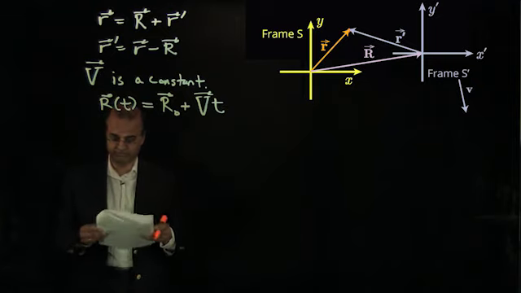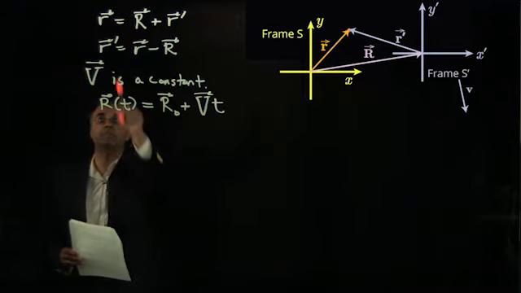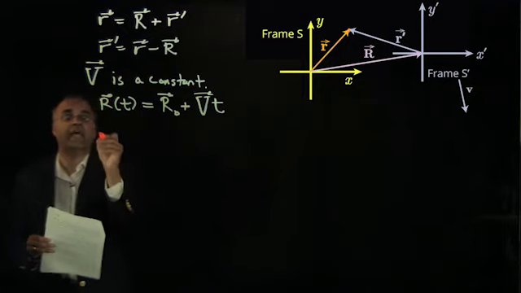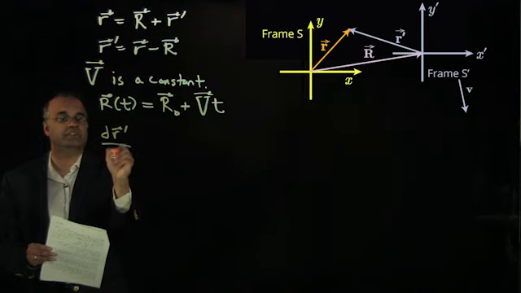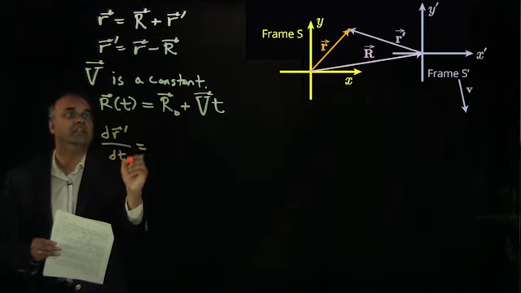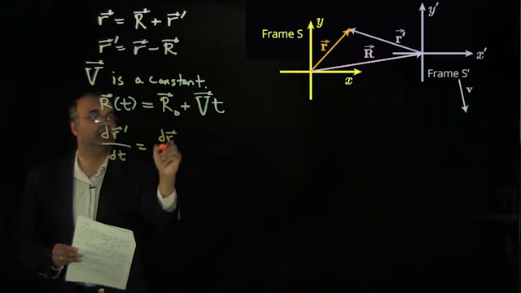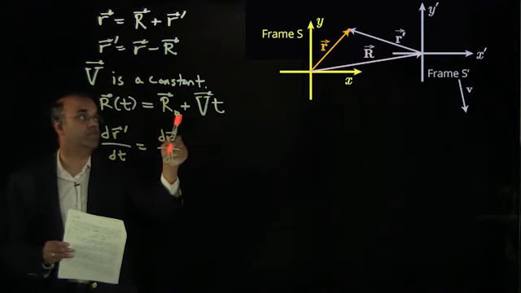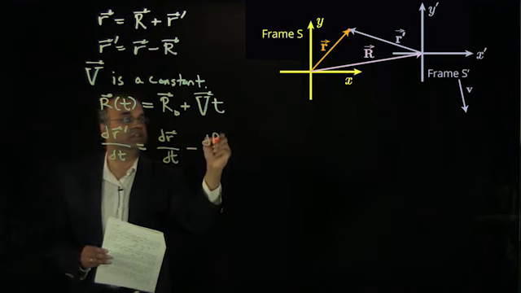What about the velocities? Well, to compute how the velocities are related, we can just take the time derivative of the relation of the position vectors. So in this particular case, the time derivative of the S prime position, d little r prime dt, is equal to the time derivative of the position in frame S, which is d little r dt, minus the time derivative of the offset of S prime relative to S. So that's minus d capital R dt.